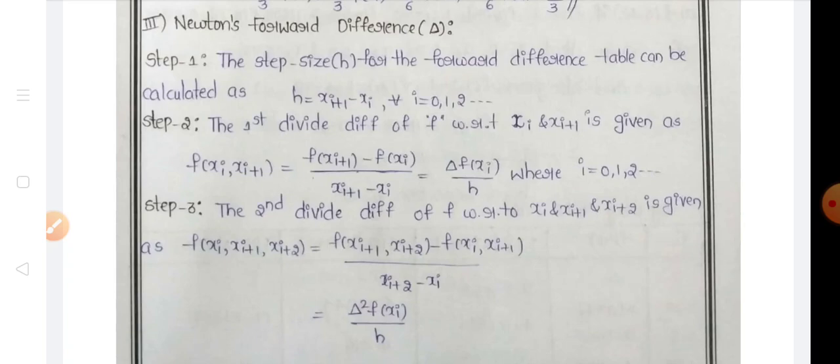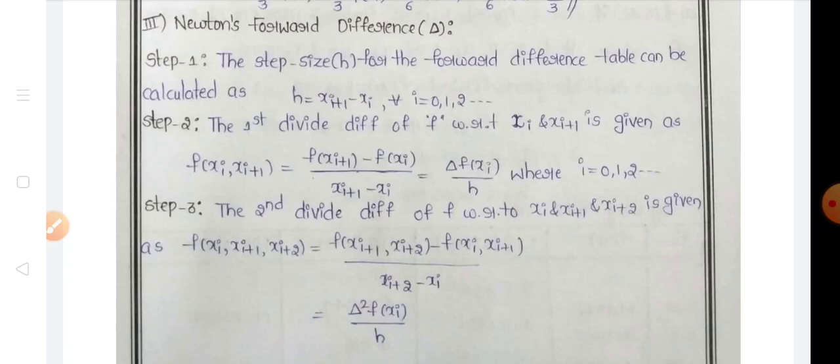Step 2. The first divided difference of f with respect to xi and xi plus 1 is given as f of xi, xi plus 1 is equal to f of xi plus 1 minus f of xi by xi plus 1 minus xi, is equal to delta f of xi by h, where i equals 0, 1, 2, and so on.